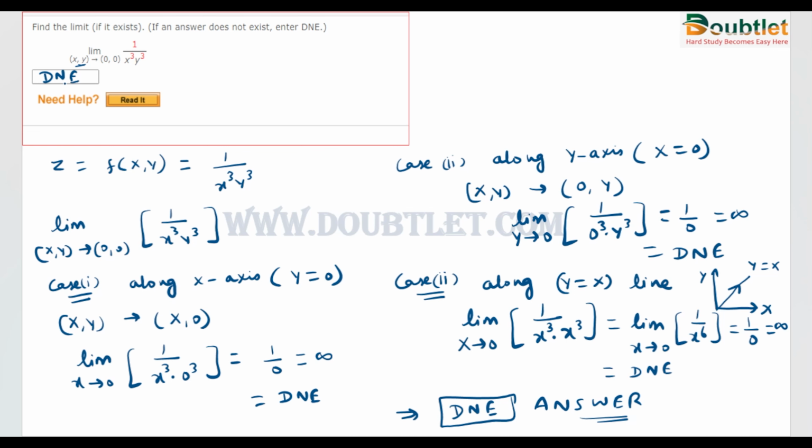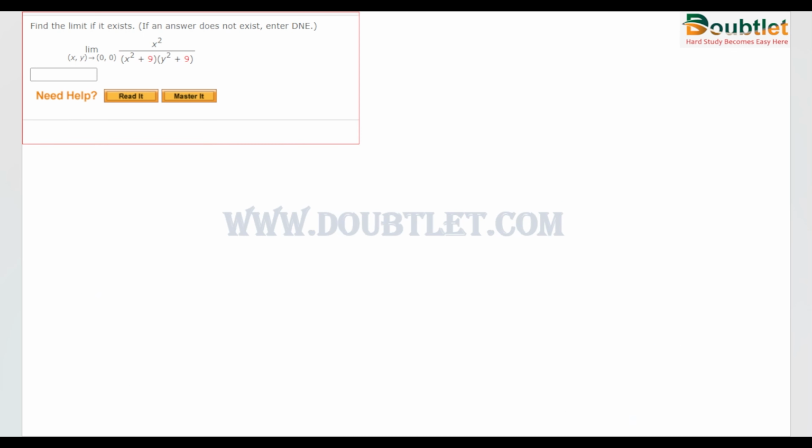Now we will consider the second question of this type. This is also a question of the same type. This is the limit of two variables again, tending to 0 comma 0, but here the function is different. So we can write z is a function of x comma y. It is basically x square divided by x square plus 9 multiplied by y square plus 9. This is the function.